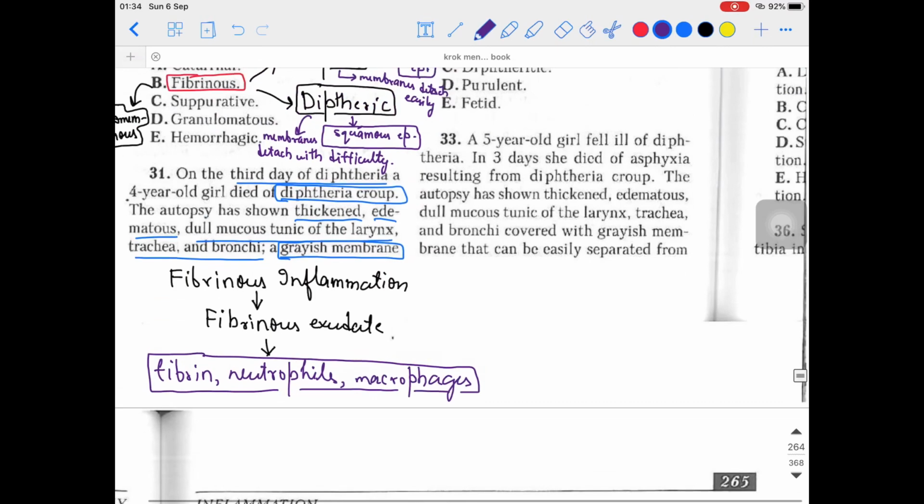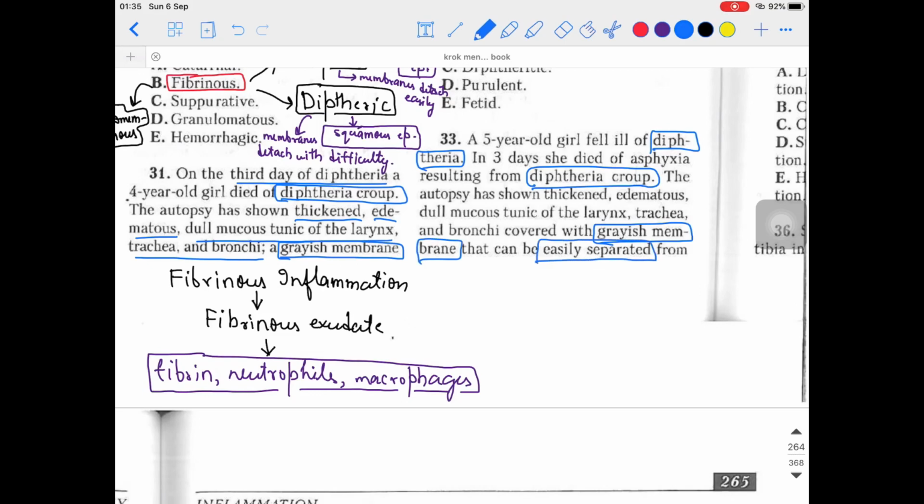Let me move on to the next one. 33. A 5-year-old girl fell ill of diphtheria. In 3 days she died of asphyxia resulting from the diphtheria croup, and the autopsy has shown a thickened, edematous, dull mucosa with a grayish membrane. So many hints are given. A grayish membrane that can be easily separated.